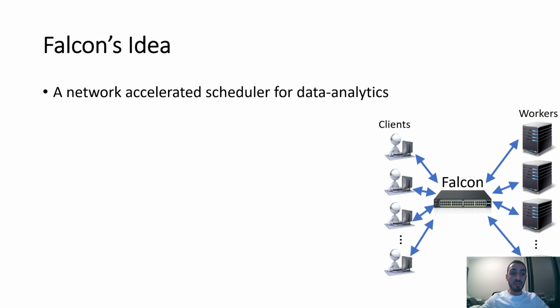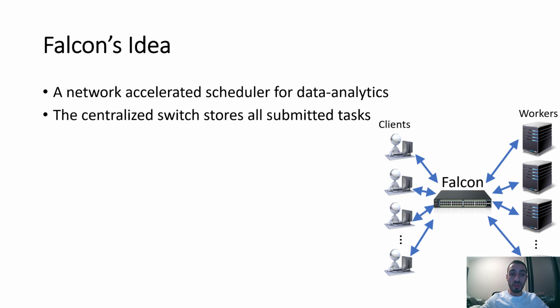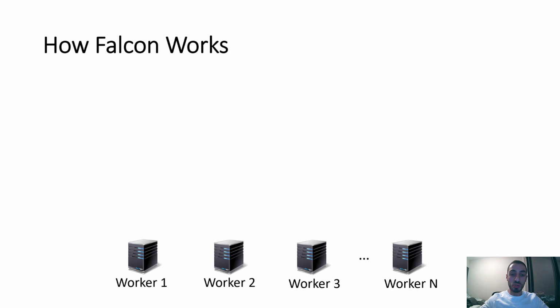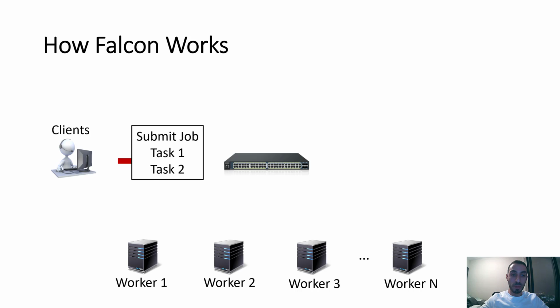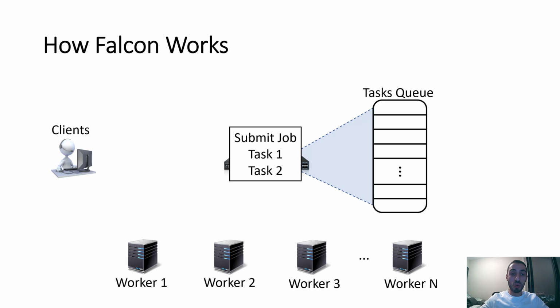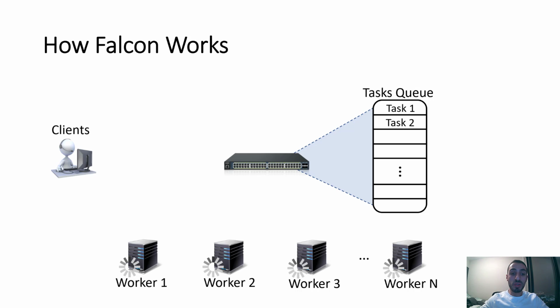We present Falcon. Falcon is a network-accelerated scheduler for data analytics. It has a centralized scheduler, which stores all submitted tasks, and whenever there's a free worker, it will retrieve tasks from the switch. The way this works is, we have a set of worker nodes and a centralized switch, to which clients submit tasks. The switch will store these tasks in its internal data structure, which is what we call the tasks queue, and whenever there's a free worker, it will retrieve tasks from the queue. And then the switch will give that worker that task to execute. But even this simple design is complicated to implement on programmable switches.